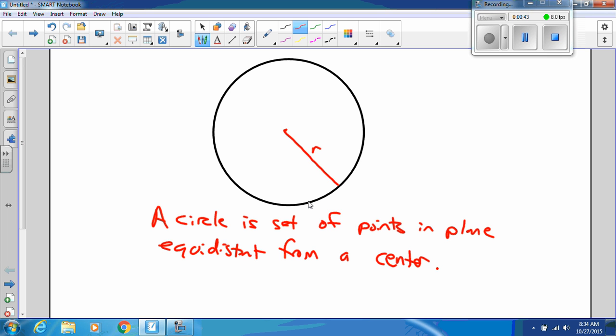And how many points are there? There are definitely an infinite number of points. Congratulations. Yes. In fact, I'll go even further and say there's an uncountably infinite number of points as opposed to a countably infinite number of points.